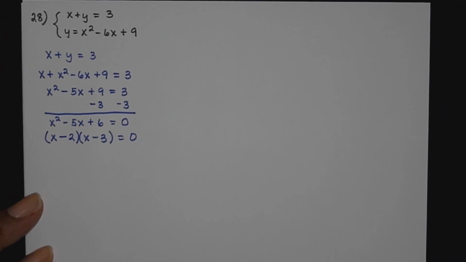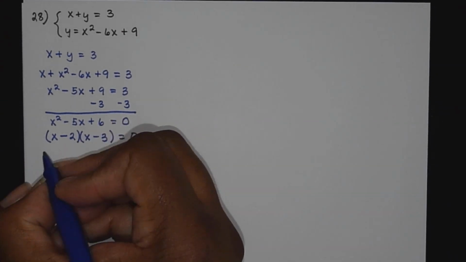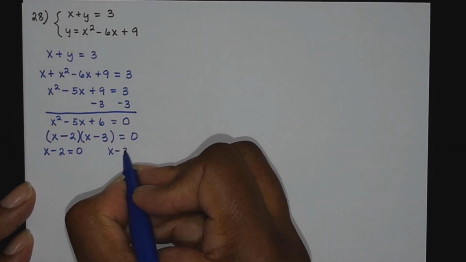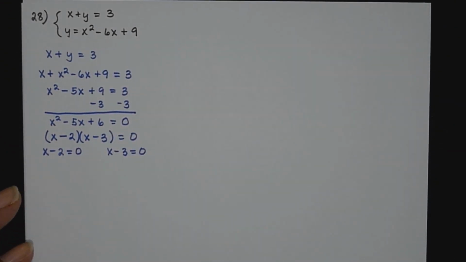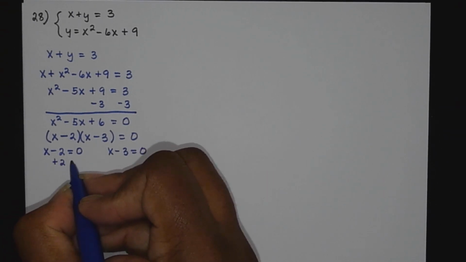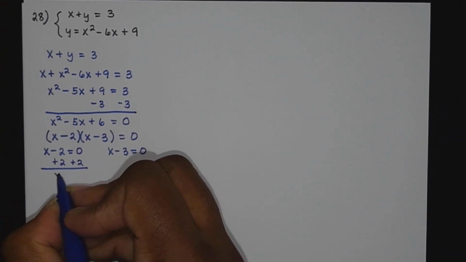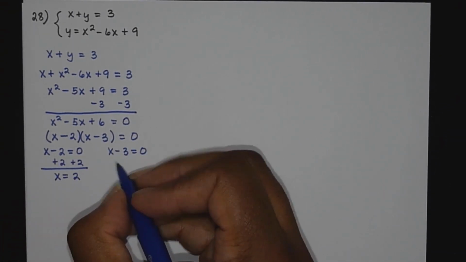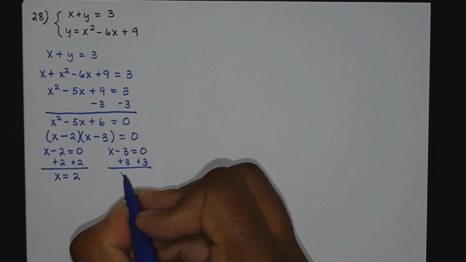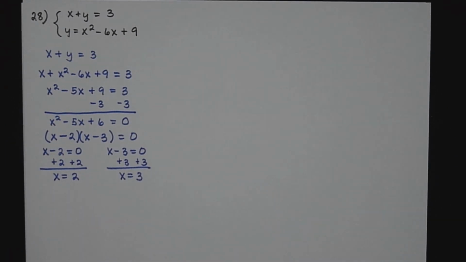And then we set each binomial factor equal to 0. So this means x minus 2 is equal to 0. X minus 3 is equal to 0. And then for each equation, we'll solve for x. So for the x minus 2 equal to 0, that means x is equal to 2. And then for the x minus 3 is equal to 0, that means x has to be equal to 3. So I know what my x coordinates are for these ordered pairs, x equals 2 and x equals 3.